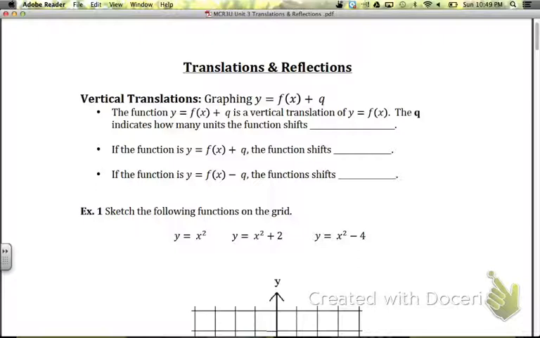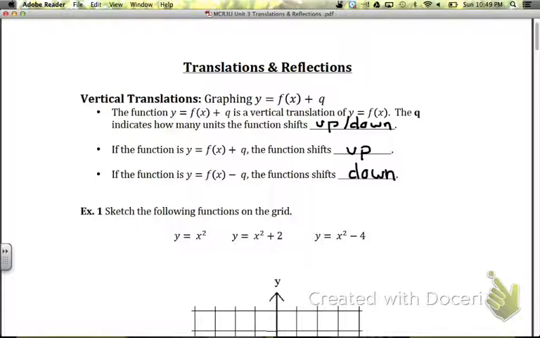The function y equals f(x) plus q is a vertical translation of y equals f(x). The q indicates how many units that the function is going to shift up or down vertically. If the function is y equals f(x) plus q, the function shifts up. However, if it's minus q, it's going to shift down.